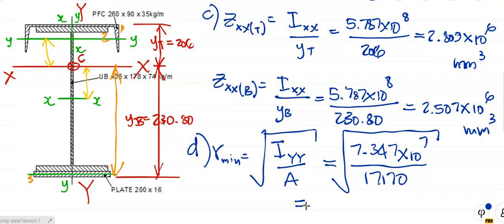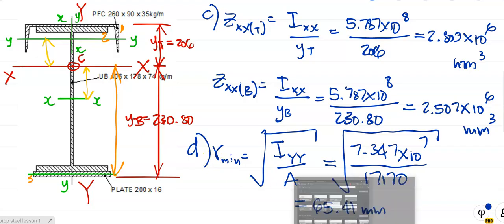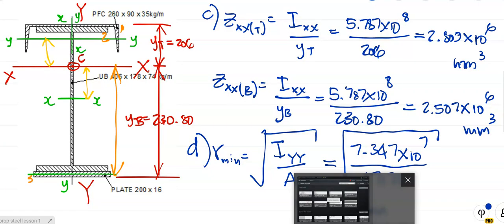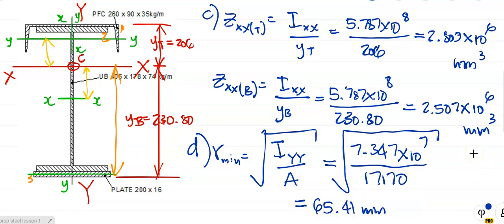And what did you get? I got 65.41 millimeters. It's a radius, it's a distance, so it's millimeters. If you leave the unit out, I take off a mark. Millimeters squared, that's area. Millimeters cubed, that's volume. Not that, it is millimeters.